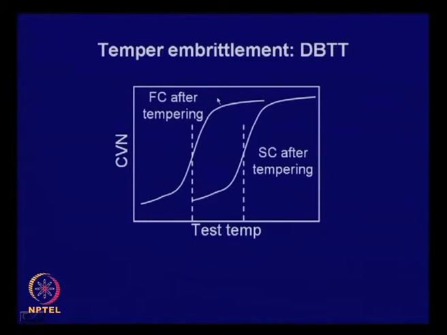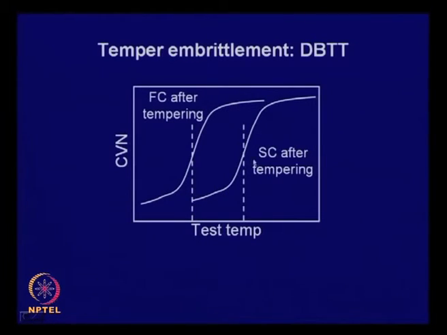Suppose the steel is susceptible to temper embrittlement. If you fast cool, if you quench after tempering, and you determine the Charpy V notch value at different test temperatures, you get a plot like this. Here is the place where you can get 50% brittle, 50% ductile fracture. This is the transition temperature. Below this the material is brittle, above this it is ductile, and this transition temperature is low.